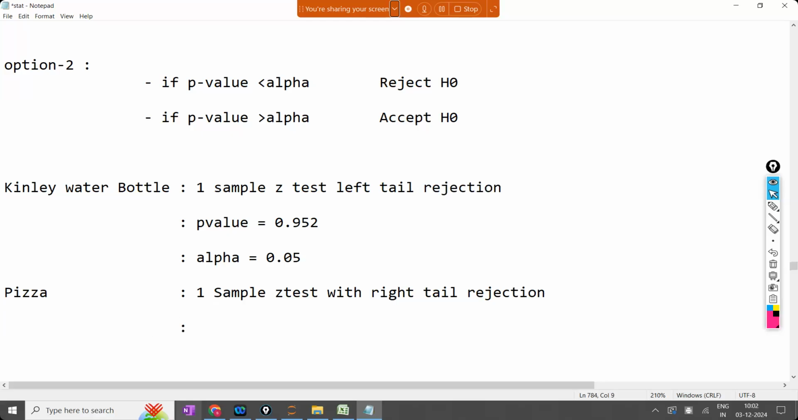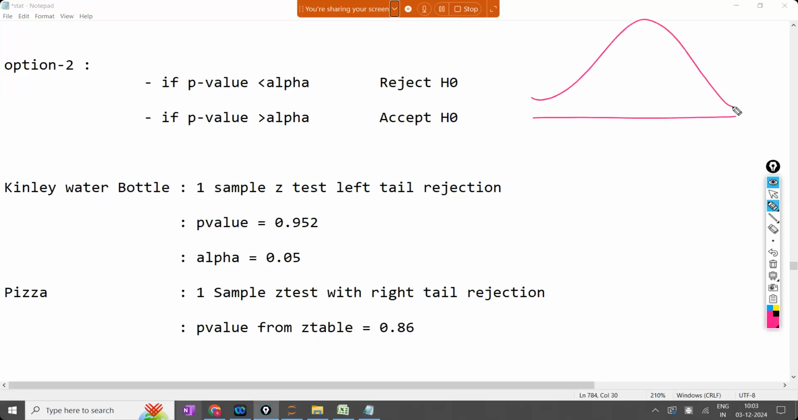Whatever p-value you are having, the p-value from the Z table. What is the p-value got from the Z table? 0.8621. Let us make it a round figure of 0.86 up to 2 decimals. This is the value you have got. Open your Z table. In the Z table, what area are you going to get, left side area or right side area?